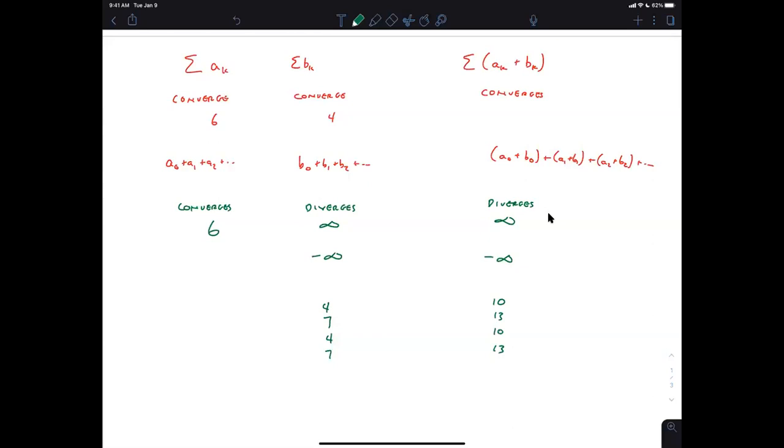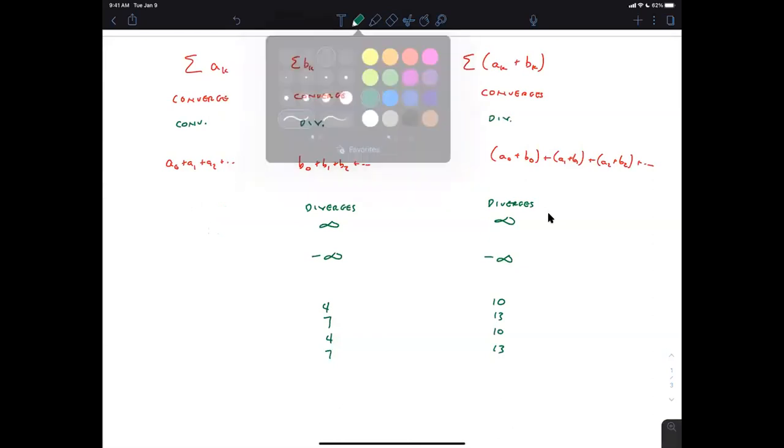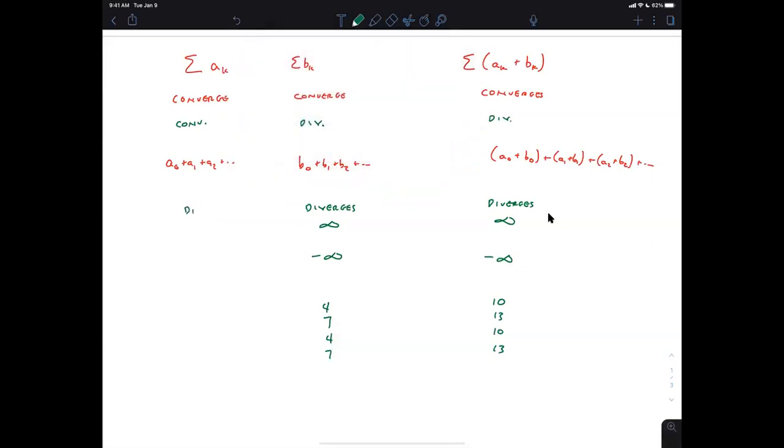Okay. So we're going to copy that green conclusion up here. If this one converges and this one diverges, then this one diverges. Now, what if they both diverge? Down here, let's talk about what happens if they both diverge.